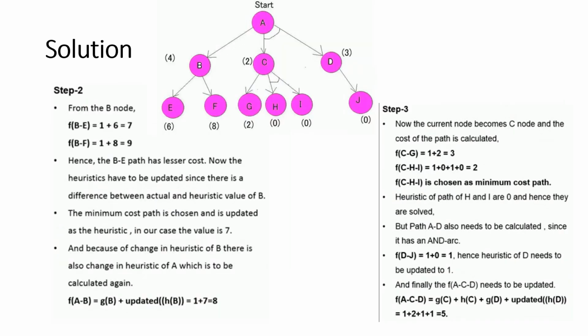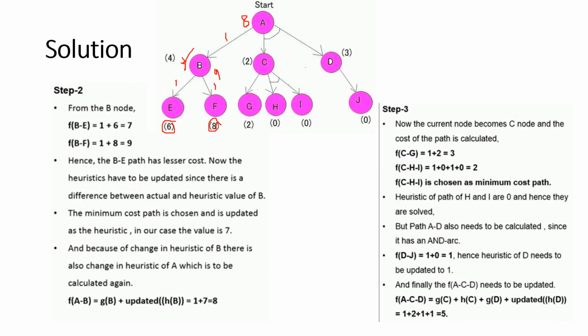After choosing B, we have to solve the further nodes. There are two children, E and F. If we are going to E, h of n is 6 and g of n is 1. So in total it will be 7. And if we are choosing F, h of n is 8 and the path cost is 1. This is 9. So we are choosing 7, the lowest. So with g of n 1, the total cost will be 8.